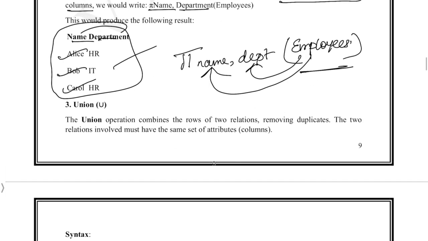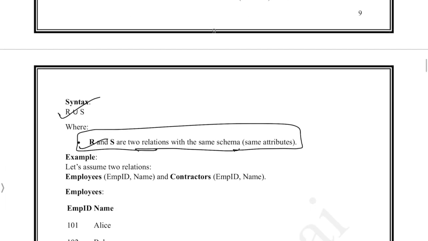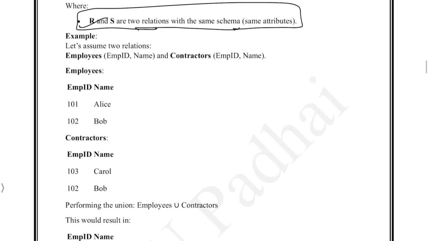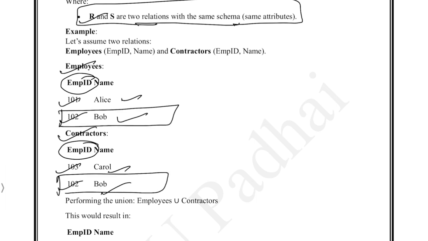Next is union. Union is combining the rows of two relations, removing all the duplicates. That is simply R union S, where R and S are two relations with the same schema. Now let us take this example. We have an employee table and a contractor table. It has employee ID 101, 102, Alice and Bob. Again, employee ID 103, 102, Carol and Bob. You can see this Bob and this Bob are duplicates.